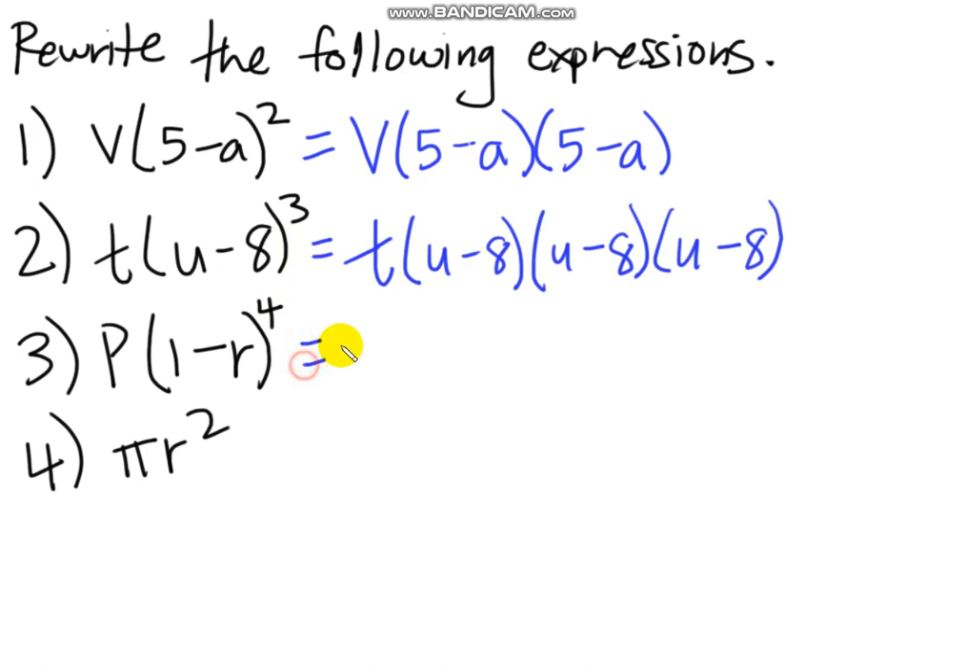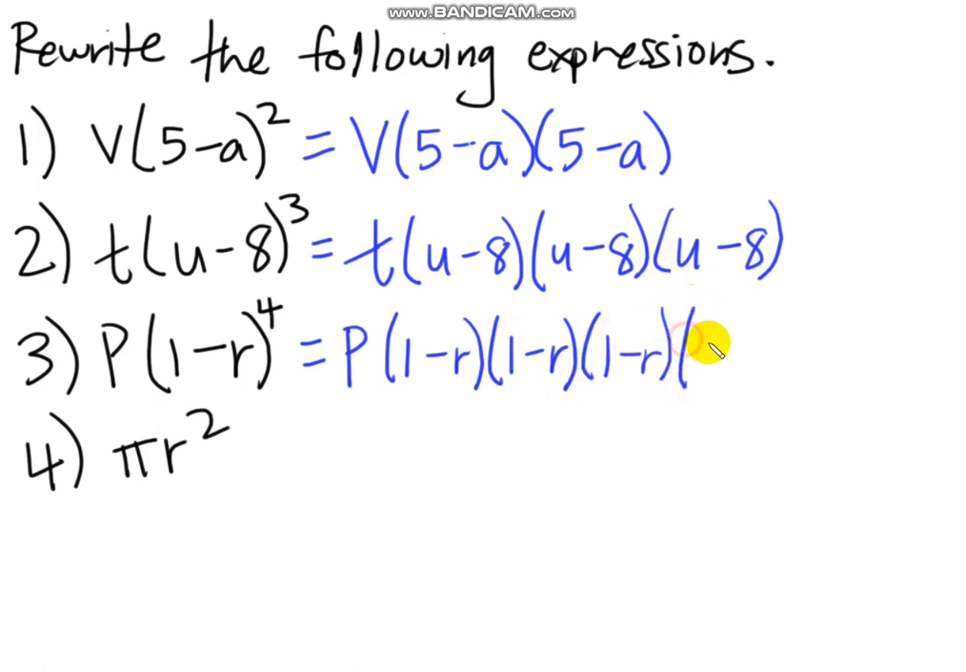Now this one, p times 1 minus r raised to the fourth power. If you see this pattern, what this implies is that you're going to have 1 minus r times 1 minus r times 1 minus r times 1 minus r, so 4 times. So if you had to write this expression as separate factors, this is p times 1 minus r times 1 minus r times 1 minus r times 1 minus r.